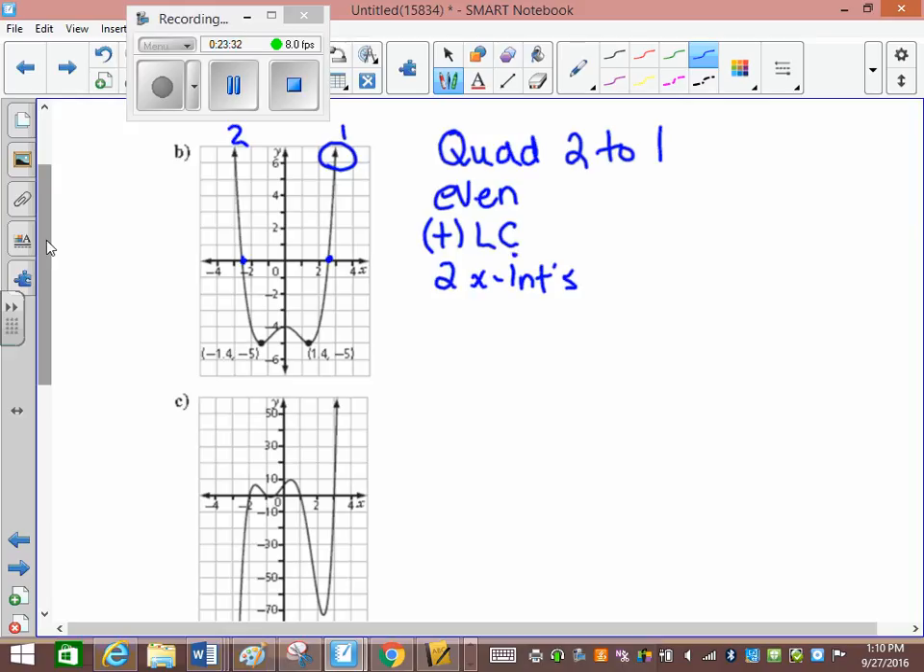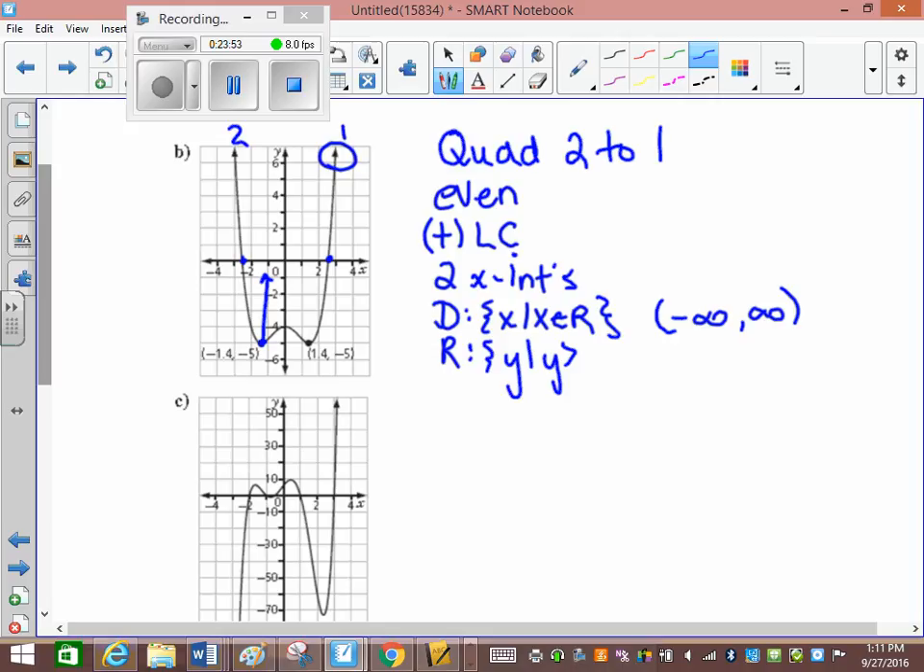Domain and range. The domain is x ∈ ℝ, in set notation or interval notation: negative infinity to positive infinity. And my range is the minimum. So the lowest value my y can be on both these is -5 or higher. So y is greater than or equal to -5, y ∈ ℝ. For interval notation, it starts at -5, it's equal to, so it's a square bracket, and it goes to positive infinity.